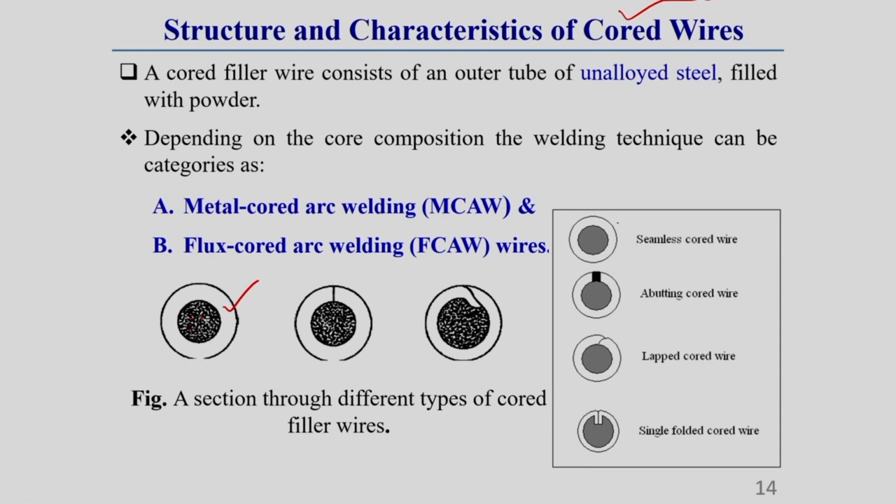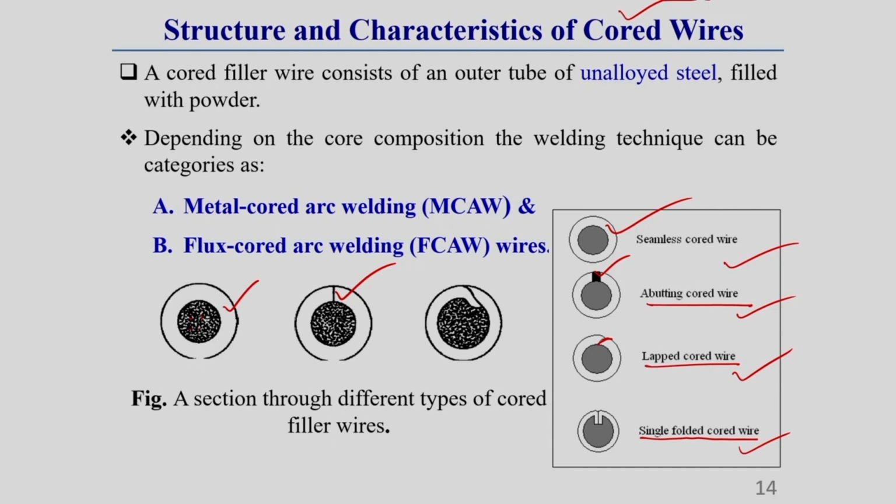it can be seamless type of core wire, you see, where there is no joining, and there can be a strip which is rounded and makes a butting type of core wire. Here generally a connection is made, and there can be overlapping of this strip. Here you see overlapping type of joining, so that is called lapped core wire, and there can be folding of this edge which can be single fold or double fold. So depending upon the number of folds, it can be single folded core wire, it can be double folded core wire. So these are the different types of wire system which is used in flux core arc welding process.